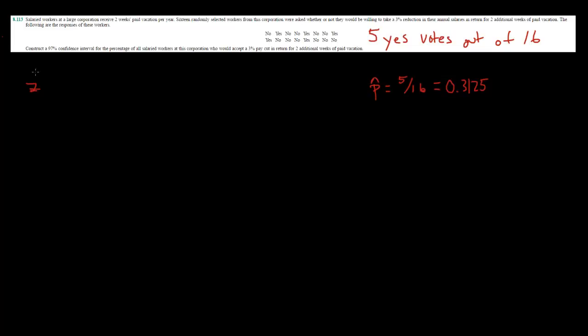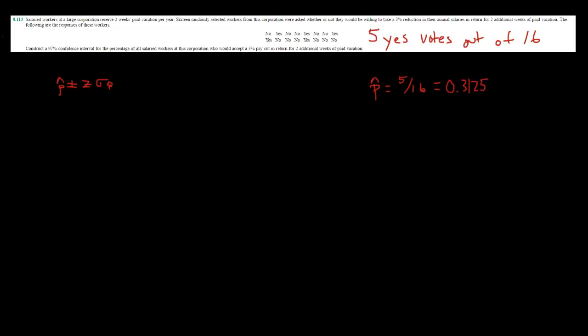Or not formula. Oh, and that is not right. Let me erase that. We have the following expression. P hat plus or minus Z. Oh, I'm not writing very good today. Plus or minus Z times our standard deviation, which in this case is sigma sub p hat. That's how we're going to find our endpoints of the confidence interval.